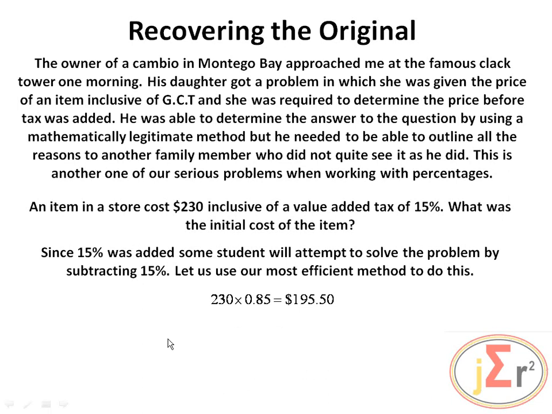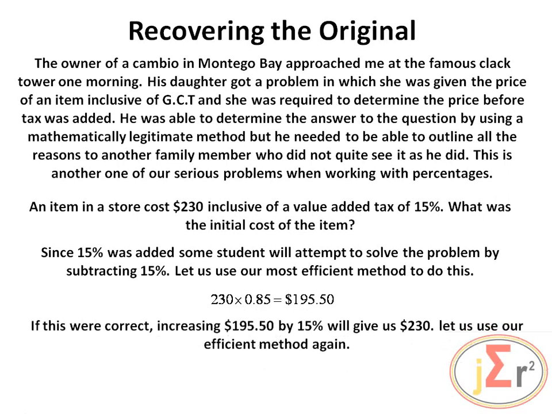Okay, so what we have here is that the 15% is already taken away. We have 85%, which is 0.85, and we multiply by 0.85. So we are going to be using the most efficient method in order to determine that reduction. And we have 195.5, which is in dollars, so it is $195.50. If this were correct, increasing $195.50 by 15% will give us 230. Let us use our efficient method again. So we're going to use the efficient method to increase by 15%.